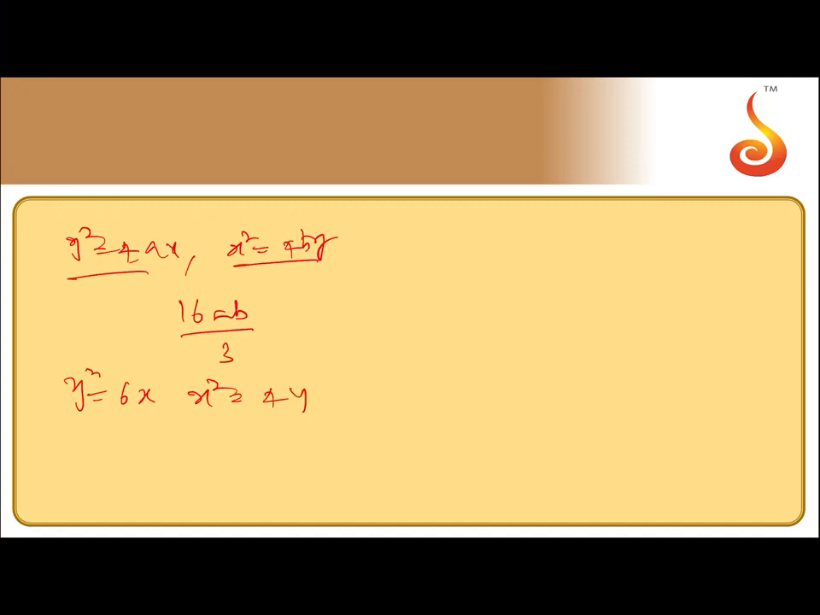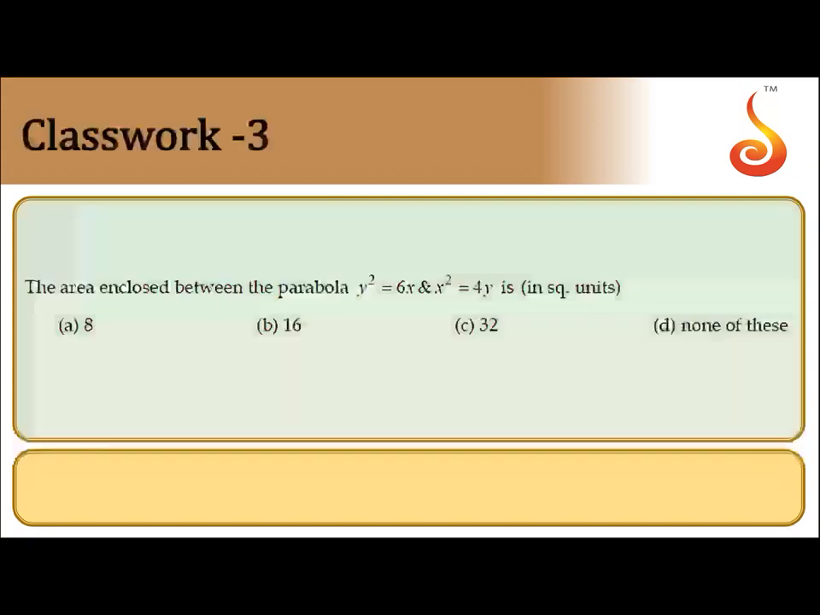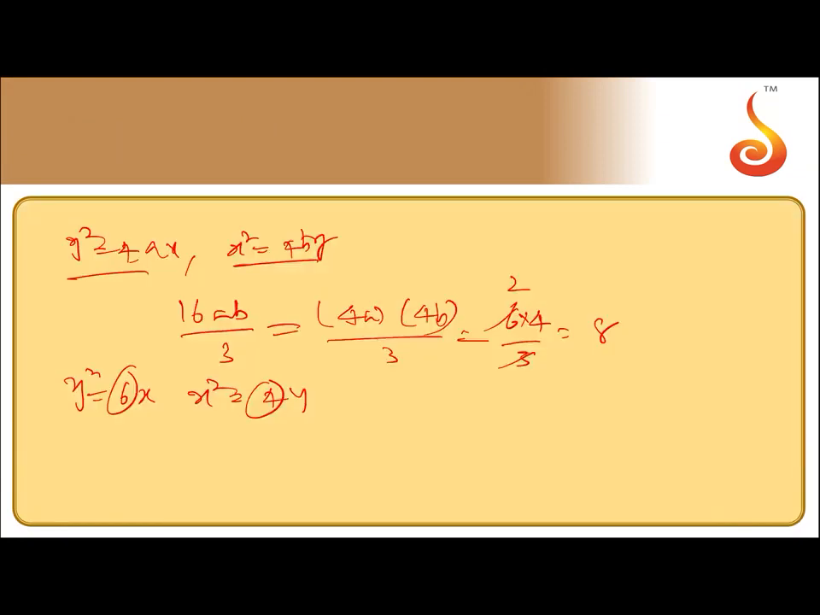So 4a is equal to 6. This can be written as 4a multiplied by 4b divided by 3, that is 16ab by 3. The 4a value is equal to 6 and the 4b value is equal to 4. So the answer is equal to 8. Yes, first option A.